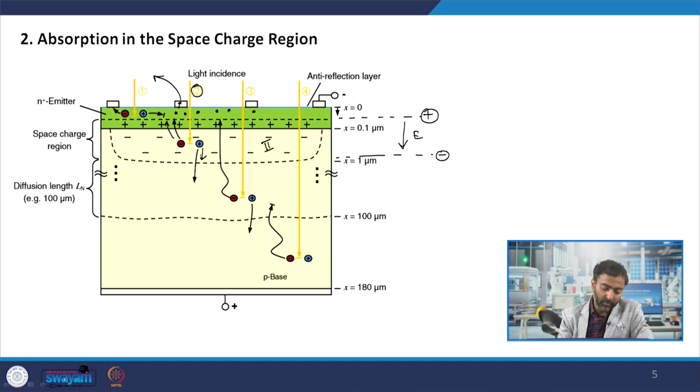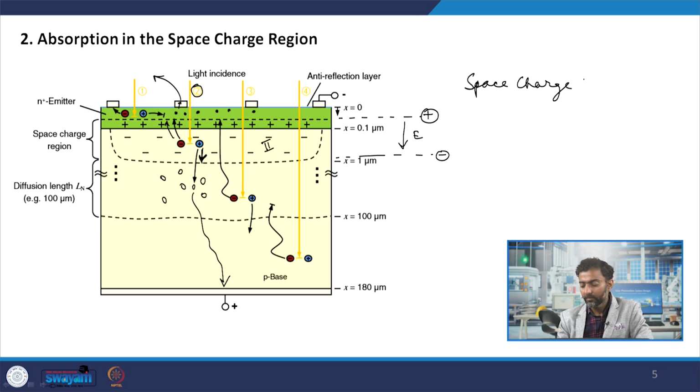Same way the fate of the hole, which is getting attracted by this electric field to the p side. Now there are already a lot of excess holes present here, so one more hole has come, no problem. It will not recombine, there is very little likelihood of recombining, and it can travel and find its way through the p base to the external circuit. So this space charge region is actually the best region with respect to output of the solar cell.